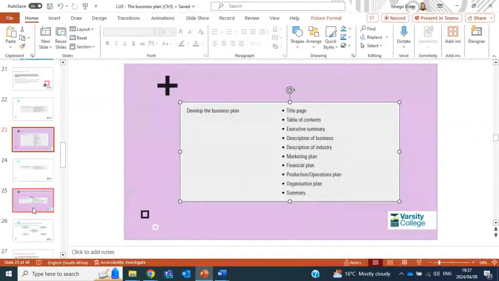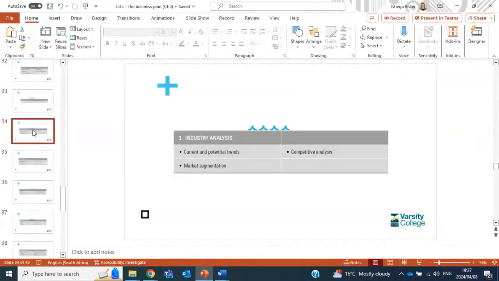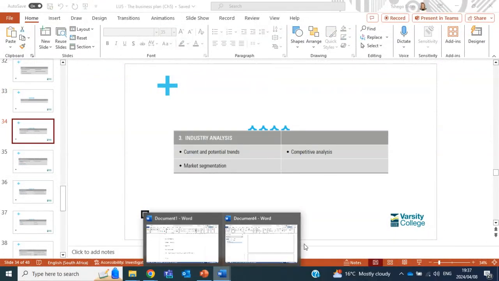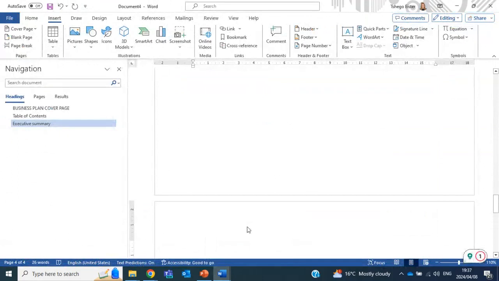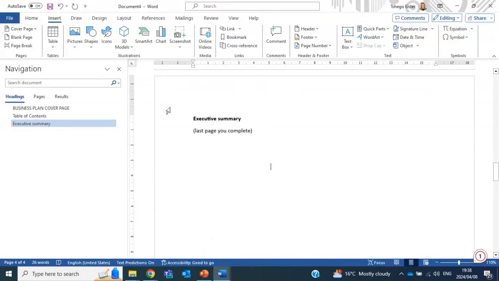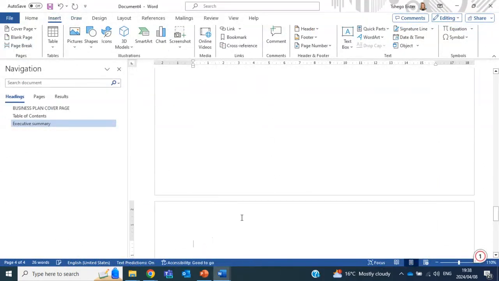Then the next one is industry analysis. Oh, sorry, page break.